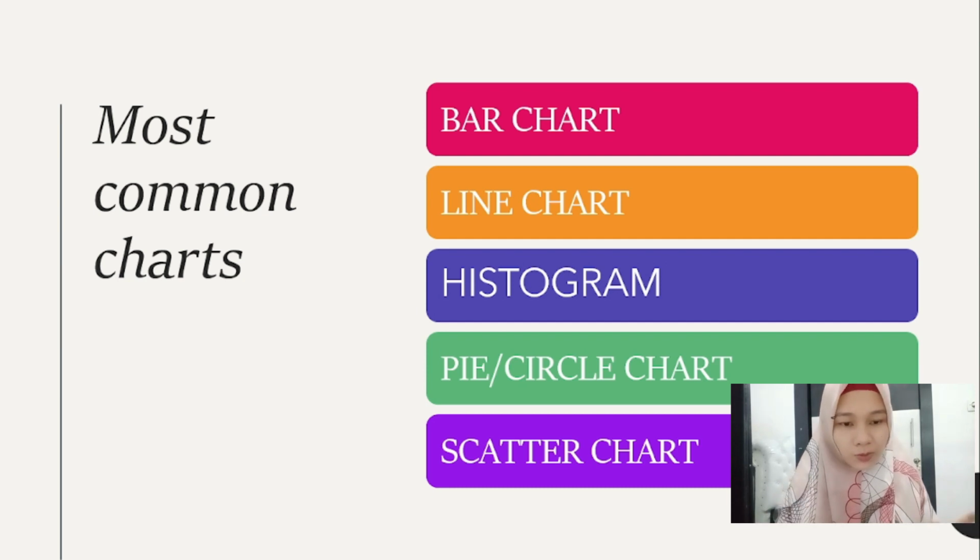You may see on the screen, this is my next slide. Most common charts, I will only explain these 5, inshallah. The first is bar chart, the second is line chart, the third is histogram, the fourth is pie chart or circle chart, and the last is scatter chart, or scatter plot. They are the 5 types of charts that I'm going to show you: how to read and how to present them.